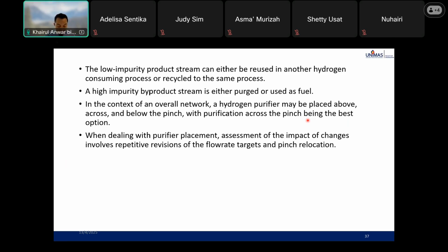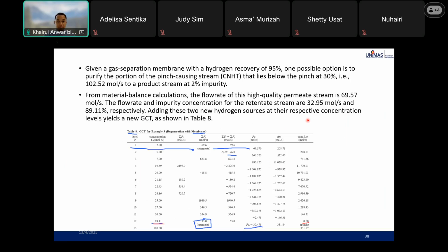From the material balance calculation, the flow rate of the permeate product of this high quality permeate stream is 69.57 mole per second. The products of the retentate stream are 32.95 mole per second and 31.11% respectively.